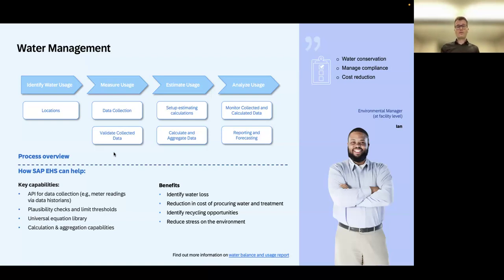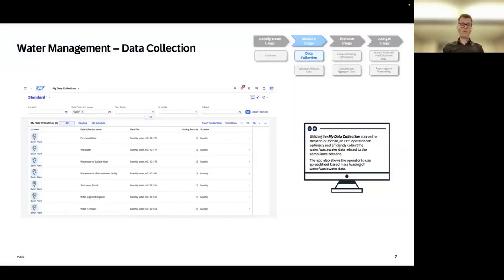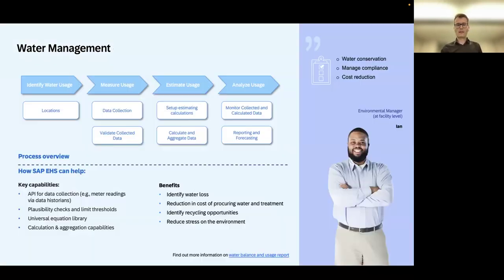Let's have a look at the different capabilities of EHS Environment Management and how it supports this process of water management, respectively a water balance study. On one hand, we have the locations, which help you to structure the facility and capture all the places, the outfalls and so on, where you have water use, where you have water discharge and so on.